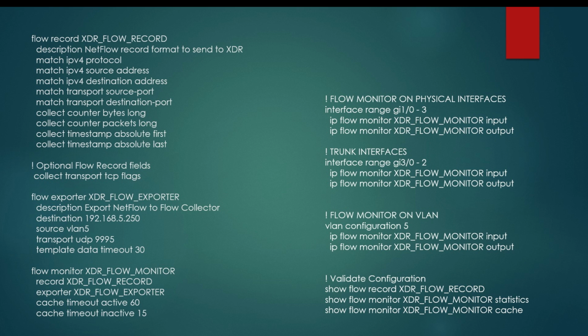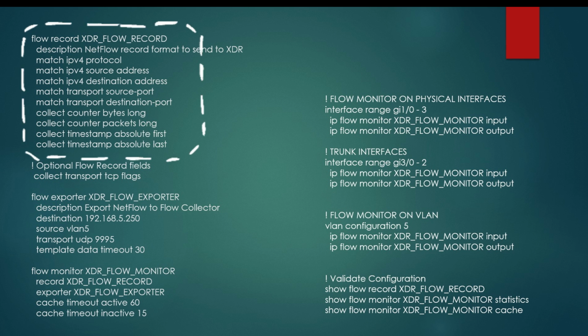So here's the basic NetFlow config we're going to be using. Looking up in the upper left under flow record, you're going to see I have a description for the first part, NetFlow record format to send to XDR, and then there are 9 fields of information. You'll hear us sometimes refer to this as the 9 tuples of NetFlow. These are basically the minimum NetFlow tuples that you should be sending to pretty much any solution that's going to consume NetFlow.